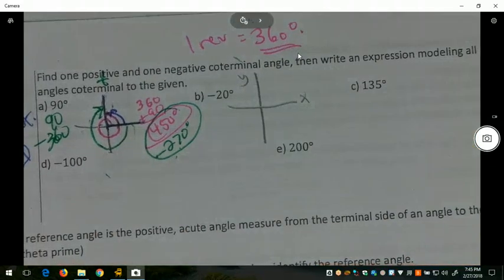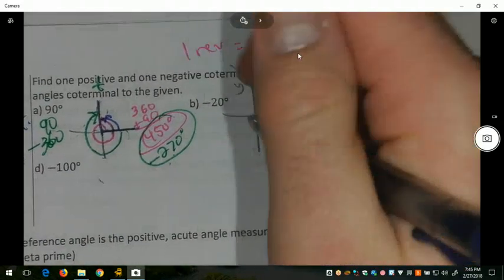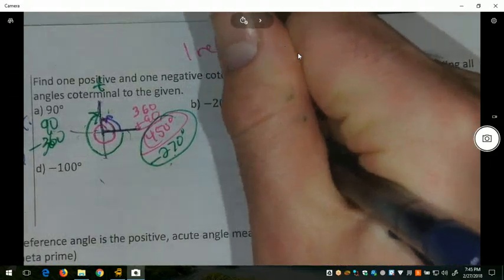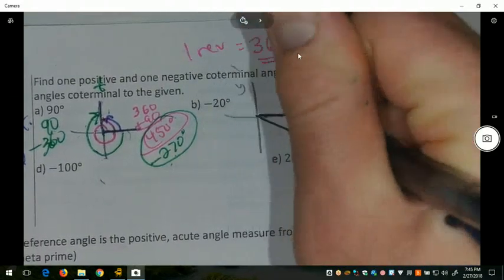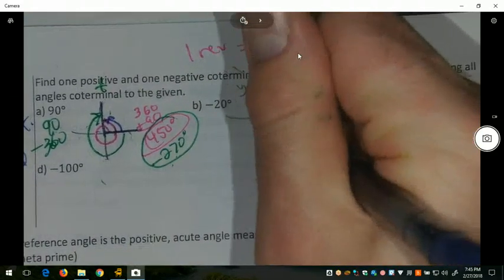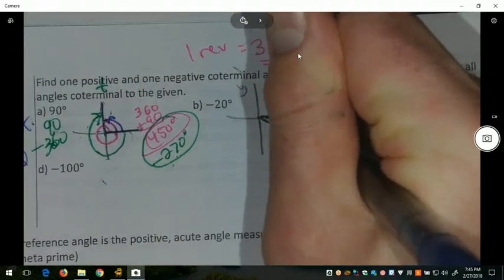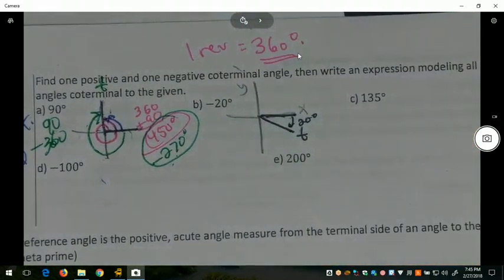So negative 20 we know is going to fall in this first quadrant right here. We'll say that there's our initial, here's our terminal ray. That is negative 20 degrees. Well, you could go even more negative to get another negative degree.